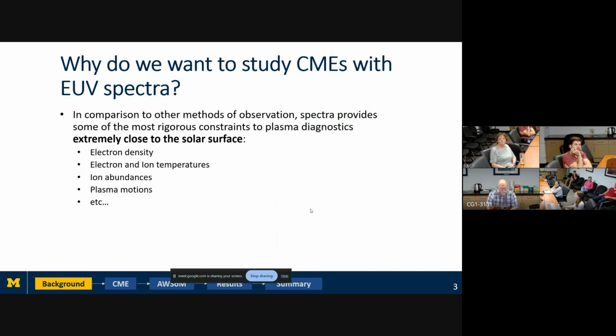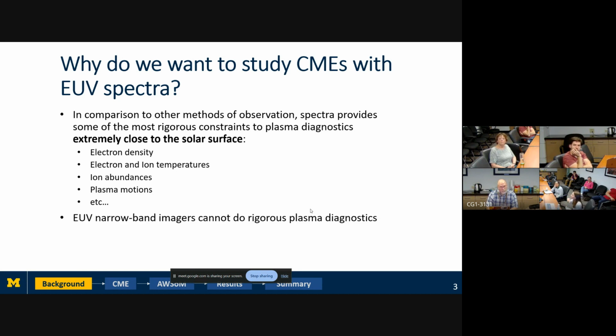So why do we want to do that? It really gives some of the most rigorous constraints to different plasma diagnostics, everything from electron density, electron and ion temperatures, ion abundance, plasma motions, non-thermal motions. There's a lot that you can get into. And especially with spectroscopy, we have single slit often, or rastering. So we can get really close to the solar surface in ways that other methods can't always get that resolution.